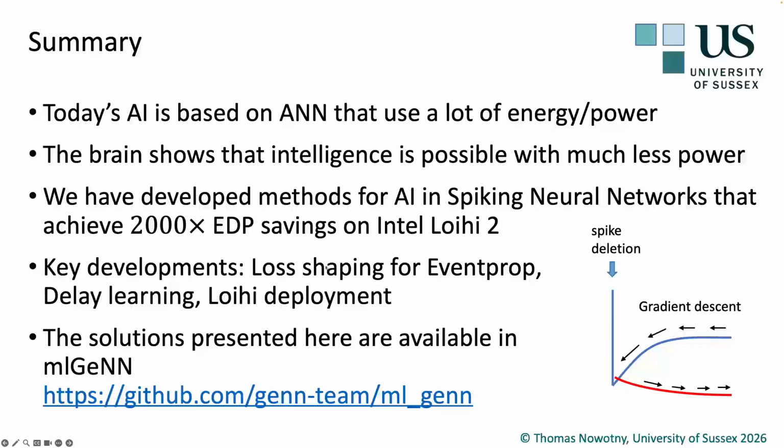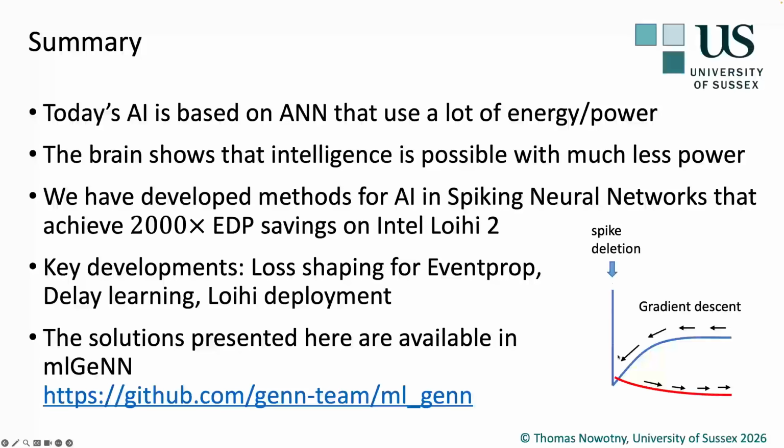And the key developments here are that with what we call the loss shaping method, we can use this EventProp method to do fairly complex machine learning tasks. And then I didn't talk about this, but we can also do delay learning rather than learning weights, and that can be advantageous in certain circumstances. And we showed then that we can deploy on Loihi with energy savings.